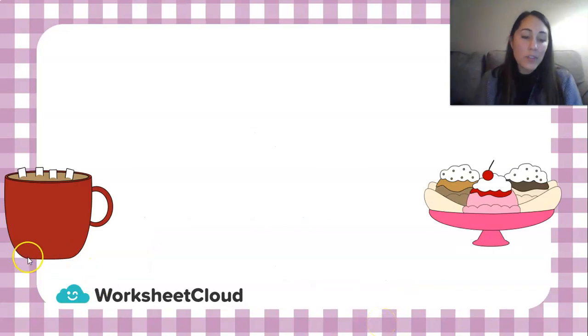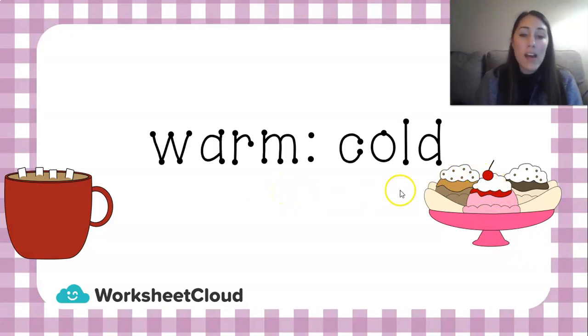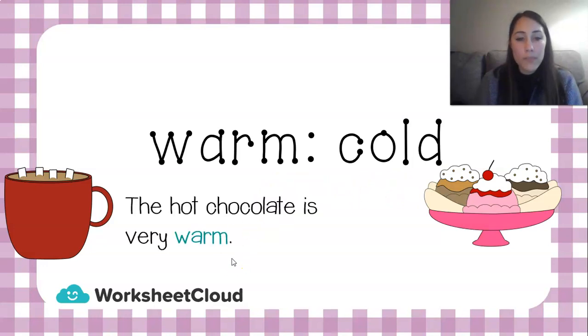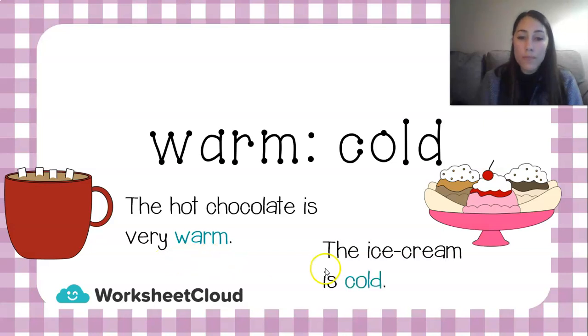So over here we've got what looks like some hot chocolate in a mug, and here we've got a bowl with some ice cream, and it looks like there are sprinkles, there's some cream on top and a cherry. So our next set of antonyms is warm and cold. So the hot chocolate is very warm and the ice cream is cold. So warm and cold are our antonyms in this sentence.